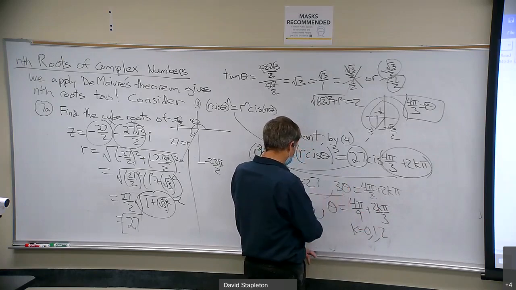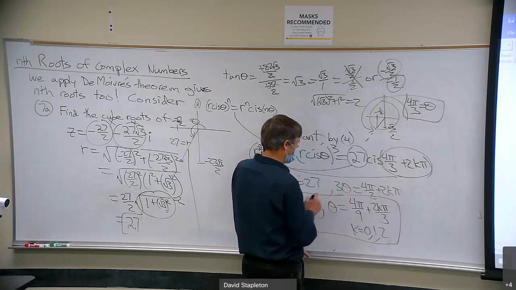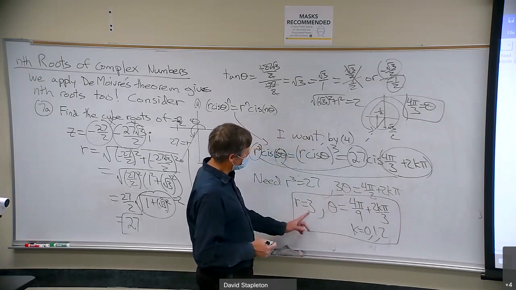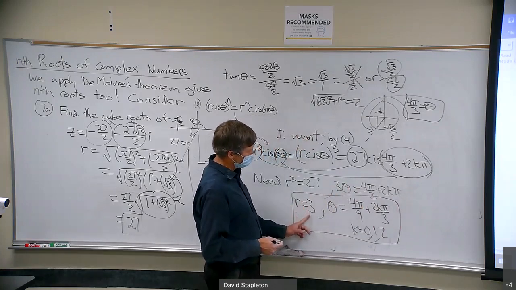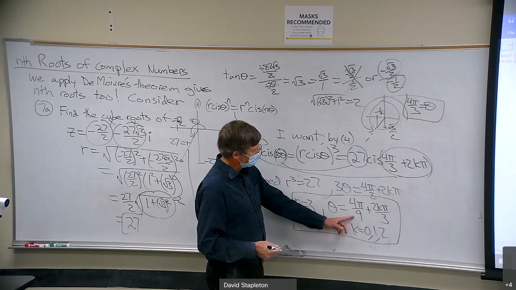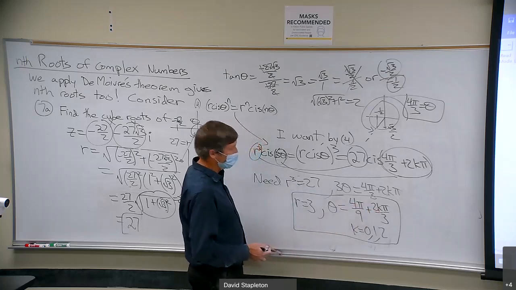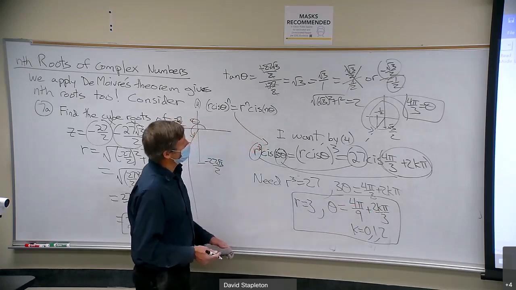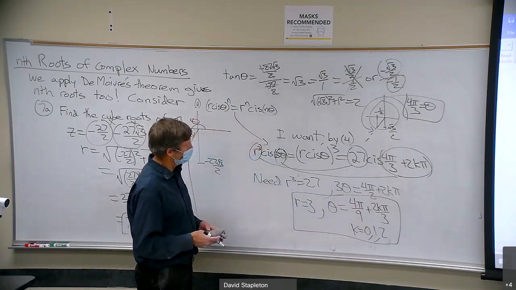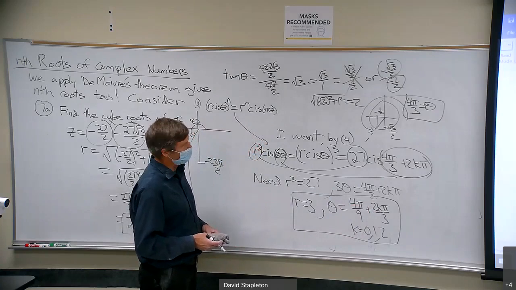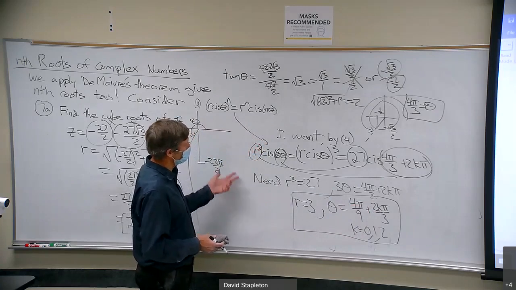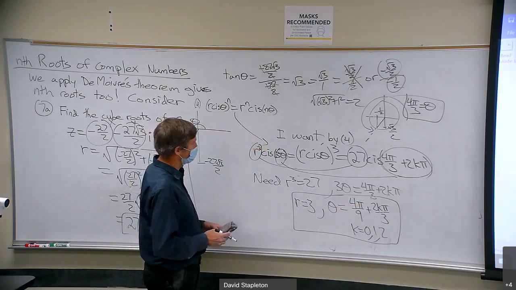And so we'll say these are all the cube roots of the given number. R has to be 3 for all of them. They're all the same distance from the origin. And these 3 different angles, when k equals 0, 1, and 2, give 3 different directions. And that's it. Interestingly, we find out there are exactly 3 cube roots of this complex number. And that turns out to be true in general. If you want the nth roots of any complex number, there are exactly n of them.